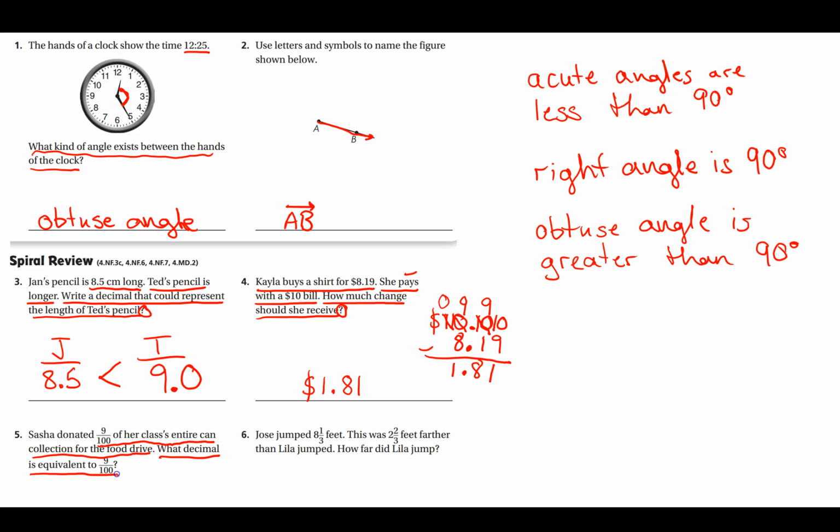All right, Sasha donated 9 hundredths of her class's entire can collection for the food drive. What decimal is equivalent to 9 hundredths? Well, when you say it out, it tells you what it is, 9 in the hundredths place. So you have to remember that place value.